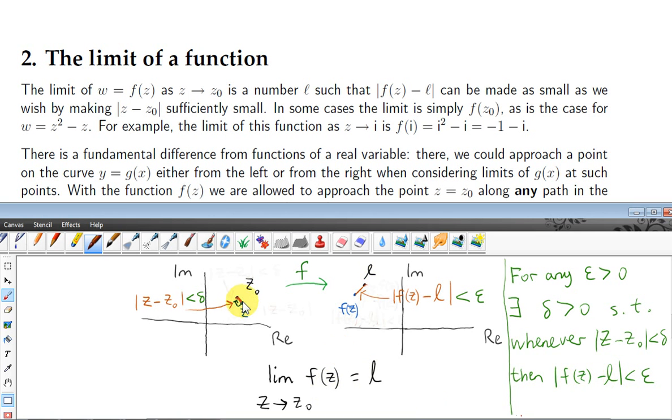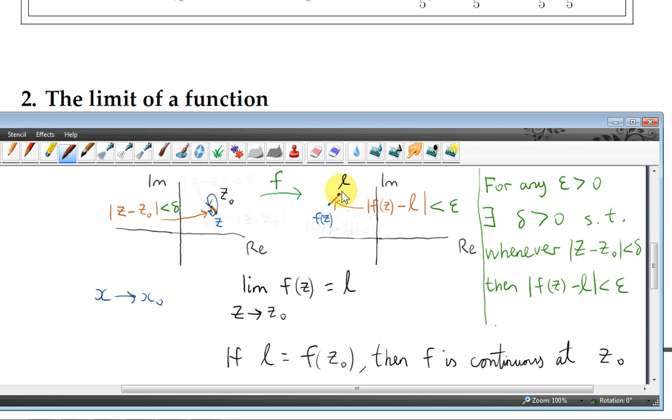So we can choose any path we like when taking this limit, unlike in the case where we're dealing with functions of a real variable, where say x can only approach x0 from one of two directions, either from the left or from the right. So here x takes the place of z and x0 takes the place of z0, so x0 is some fixed constant number. Now in some cases L is equal to f of z0.